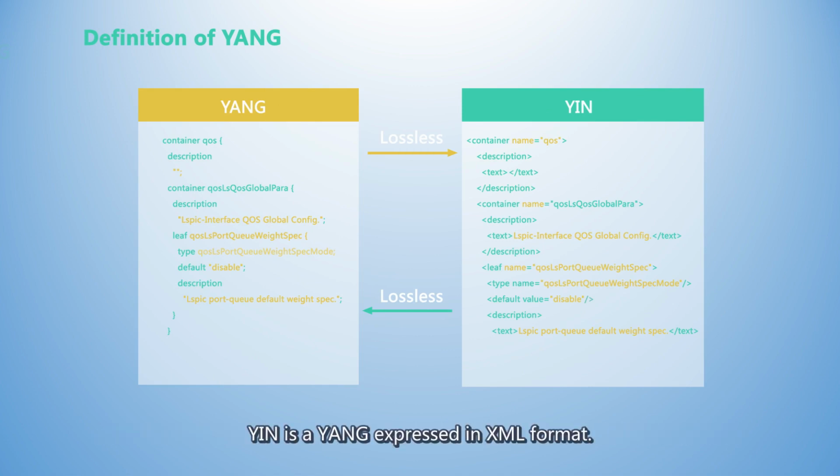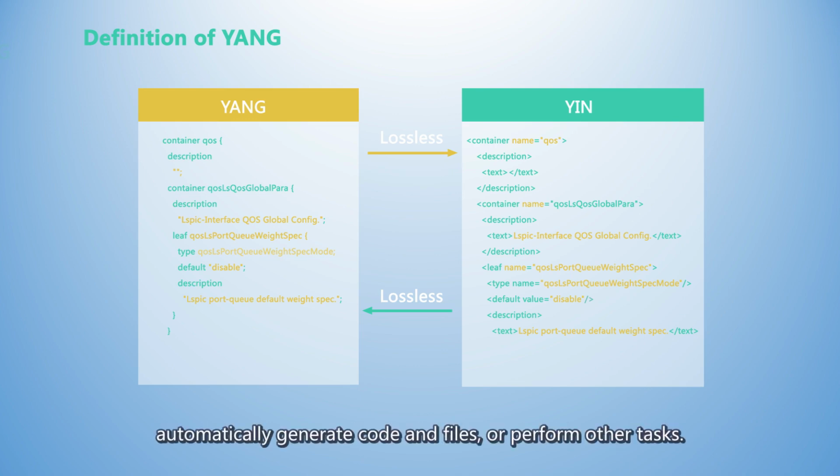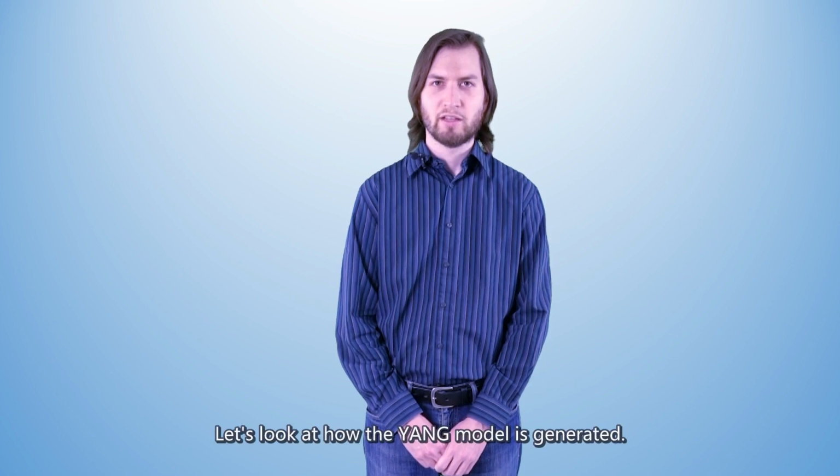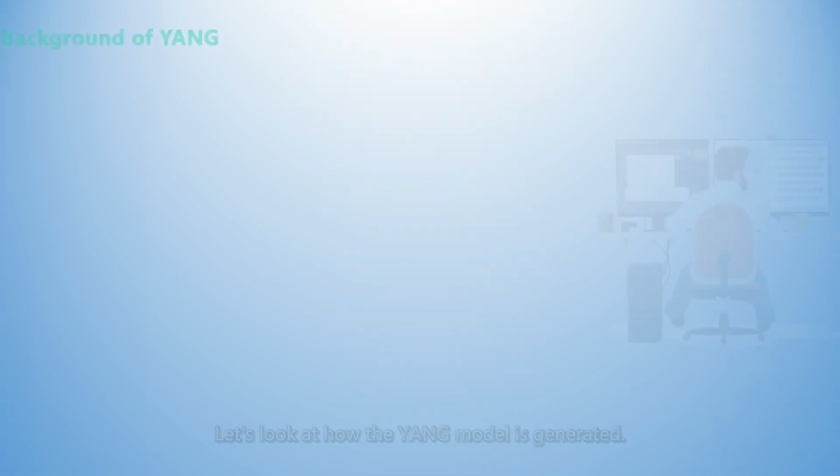YIN is a YANG expressed in XML format. YIN and YANG use different representation methods to convey equivalent information. YIN leverages tools such as the existing XML parser in various programming languages. These tools can be used to filter and verify data, automatically generate code and files, or perform other tasks. This improves the efficiency of parsing the YANG model. Let's look at how the YANG model is generated.